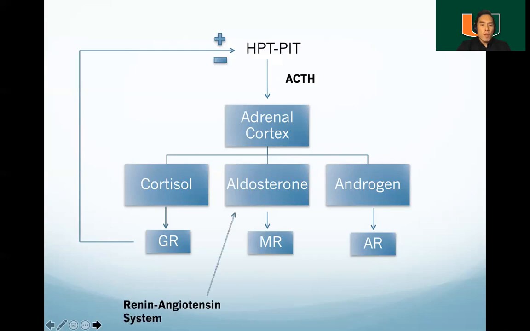Also, aldosterone can be stimulated by the renin-angiotensin system. Remember, renin-angiotensin can stimulate aldosterone. This will come into play when we talk about secondary adrenal insufficiency, because aldosterone can still be stimulated by the renin-angiotensin system. Remember this special pathway that can stimulate aldosterone production.